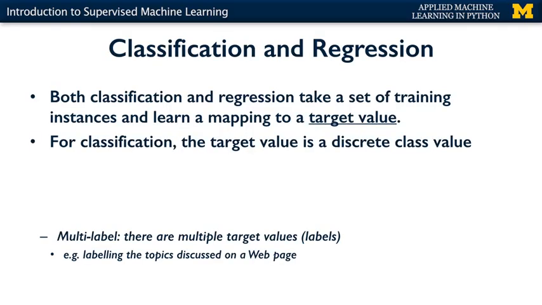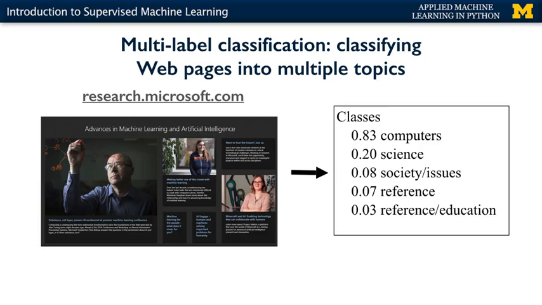A third category of classification is called multi-label classification, where there are multiple target values. For example, we might want to take a web page and label all the different topics discussed on that page, as shown in this example. Here we see a page from Microsoft Research where the multi-label classification has decided that the labels computing, science, and so forth are applicable.